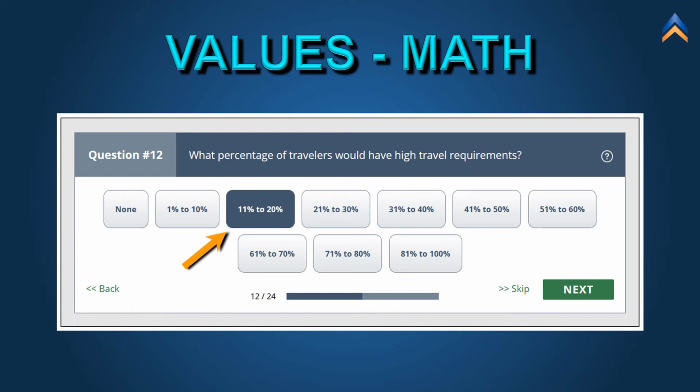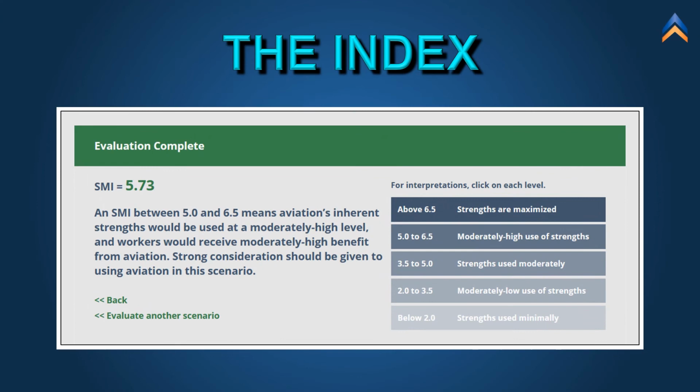For each of the 24 variables, when you click on a response, a value will automatically be entered into a mathematical equation behind the scenes. If you don't know an answer, you can skip that question and the math will still work. When you're done, a number will appear. That's the actual index, the SMI itself.